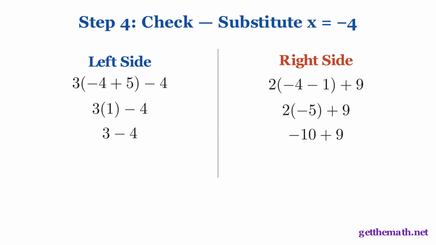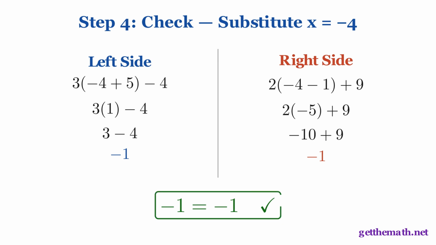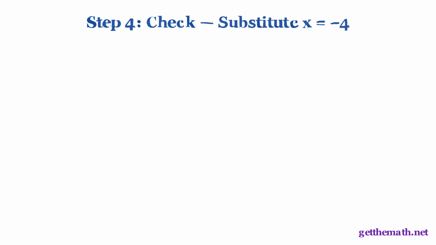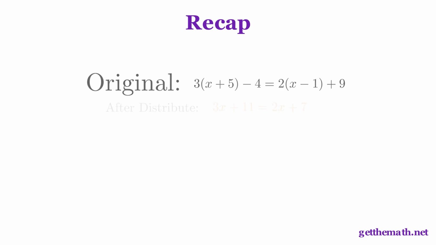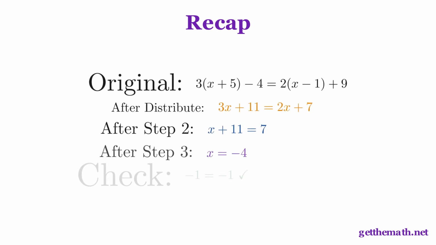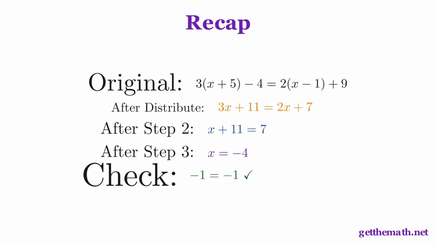Right side, 2 times negative 4 minus 1 plus 9. Negative 4 minus 1 is negative 5. 2 times negative 5 is negative 10. Negative 10 plus 9 is negative 1. Negative 1 equals negative 1. Our answer checks out perfectly. X equals negative 4. That is your solution.